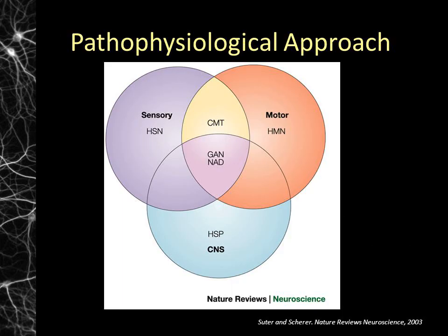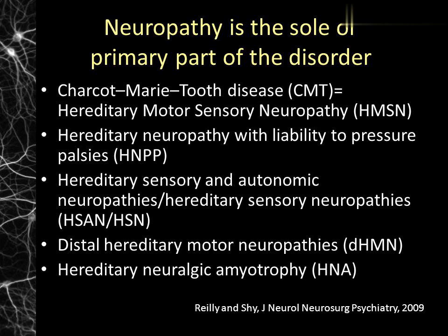Pathophysiological approach. Suter and Scherer, Nature Reviews Neuroscience, 2003. Neuropathy is the sole or primary part of the disorder. Charcot-Marie-Tooth disease, CMT, equals hereditary motor sensory neuropathy, HMSN. Hereditary neuropathy with liability to pressure palsies, HNPP.